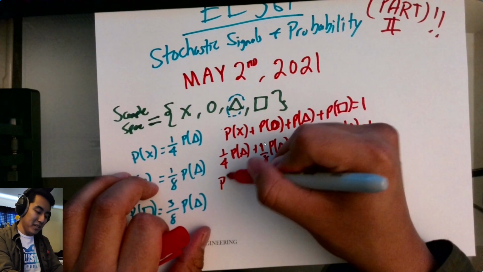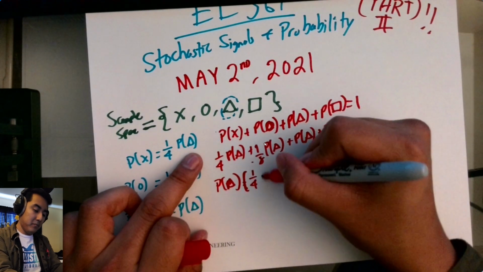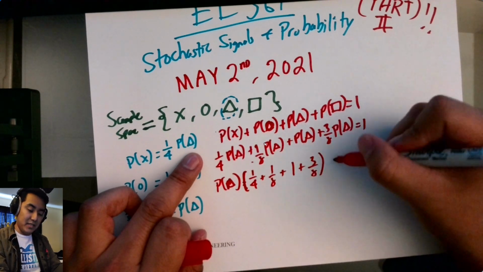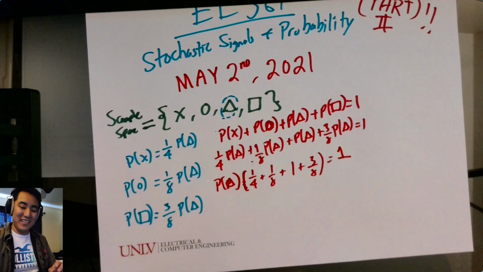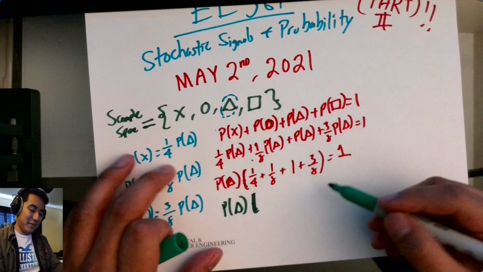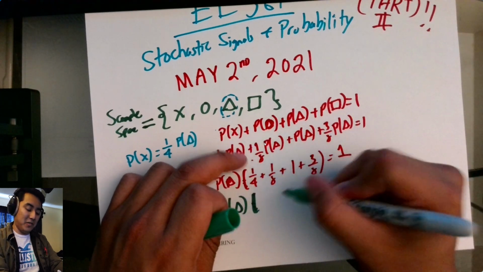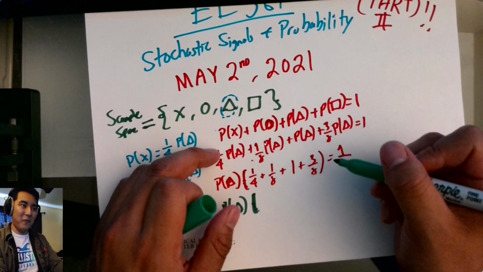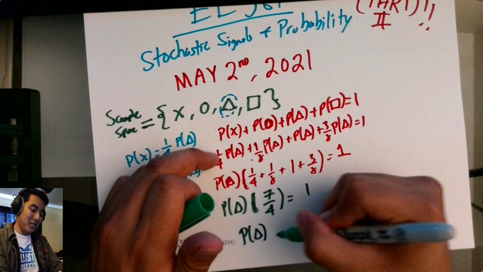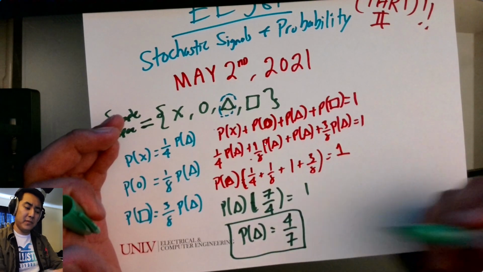So the probability of the triangle times the bracket 1/4 plus 1/8 plus 1 plus 3/8 is equal to 1. Then just do your addition as normal. Let's not skip steps. This right here will make 4/8, which is 2/4, plus 1/4 is 3/4. 3/4 plus 4/4 is 7/4. Therefore, the actual probability of the triangle will be 4 out of 7. And now you're saying, okay, just plug it in.